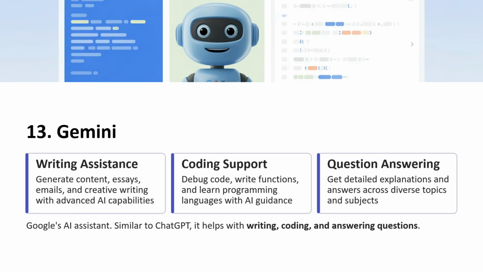13th one is Gemini. It is used for writing assistance. Generate content, essays, emails, and creative writing with advanced AI capabilities. It is used for coding support. Debug code, write functions, and learn programming languages with AI guidance. It is used for question answering. Get detailed explanations and answers across diverse topics and subjects. Gemini is Google's AI assistant, similar to ChatGPT. It helps with writing, coding, and answering questions.